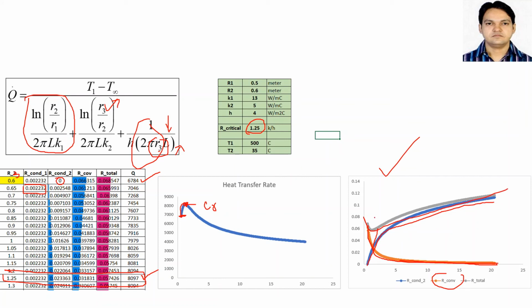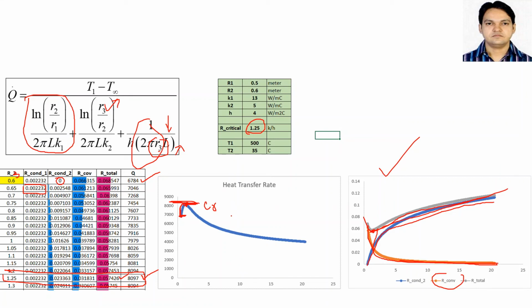So your total resistance is first decreasing. It will decrease till your critical radius. The minimum value of total resistance is 0.057. You can see here, then it is increasing, 0.05745, 542. So again it will be increasing. So resistance first drops, up to this critical point your resistance is decreasing, and that is why the heat transfer rate will become maximum at the critical radius of insulation.